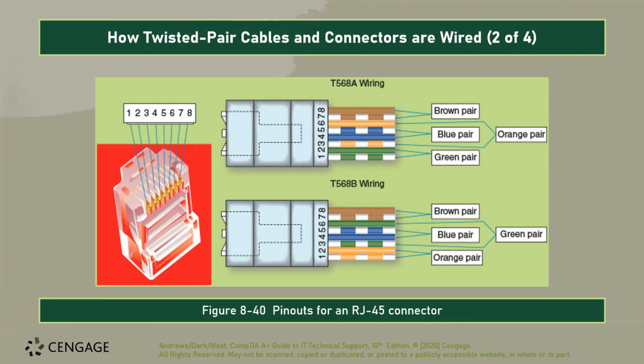Now for 568B, this is largely the same. All we're going to do is transpose, as I said, the transmit and receive. So orange and green are going to switch places. The orange and white switches with green and white, and the orange solid switches with green solid. So 2 switches with 6, and 1 switches with 3. Very easy to accidentally mess up, so you always want to make sure you get some practice in.